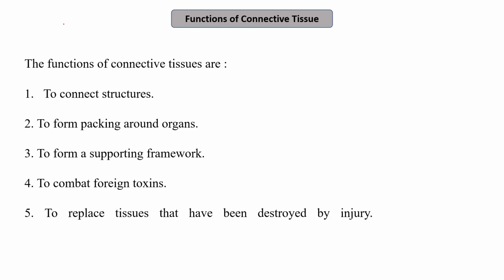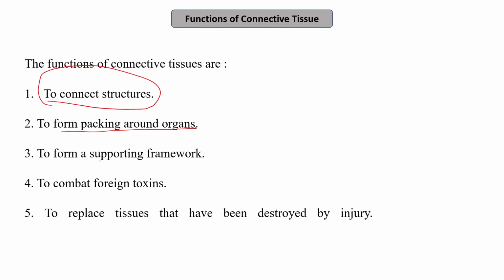So the first and foremost function is to connect the different structures. As the name suggests, it helps in connecting the structures. Then the second function is to form the packing around the organs. For example, the adipose tissue, the fat layer, is present around many organs, providing packaging for that organ and protection from shock.